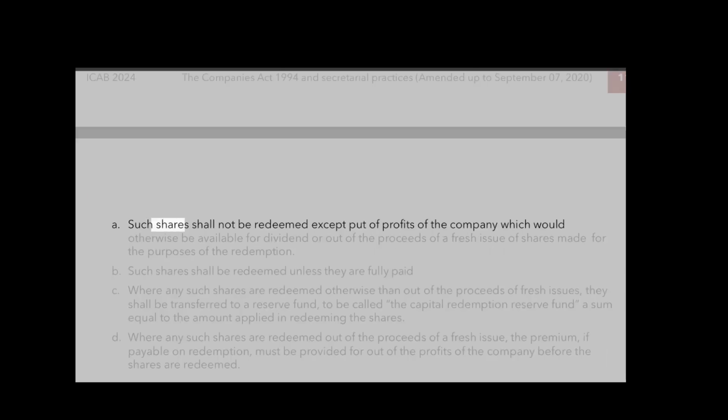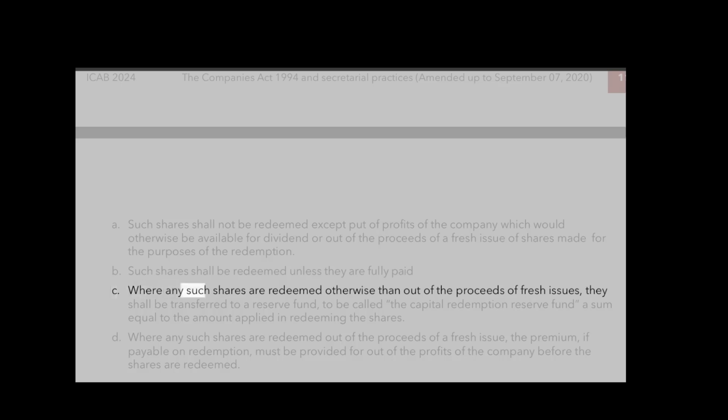A. Such shares shall not be redeemed except out of profits of the company which would otherwise be available for dividend or out of the proceeds of a fresh issue of shares made for the purposes of the redemption. B. Such shares shall not be redeemed unless they are fully paid.